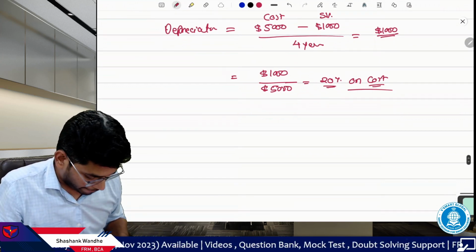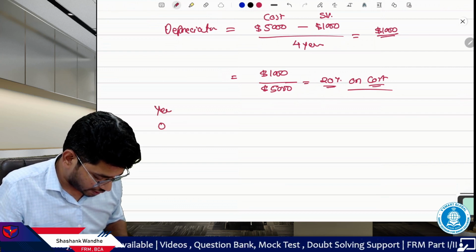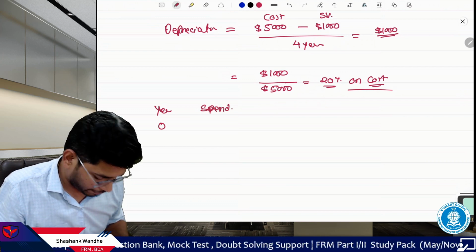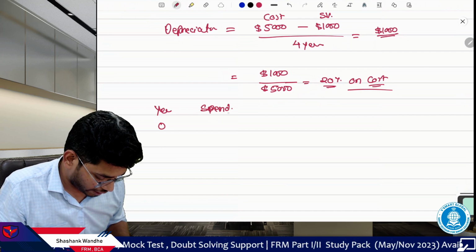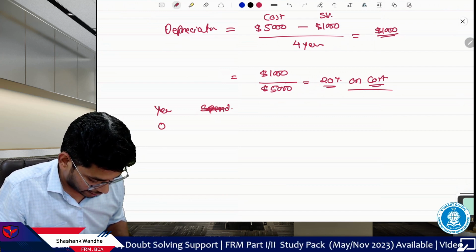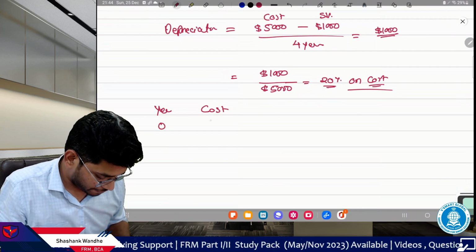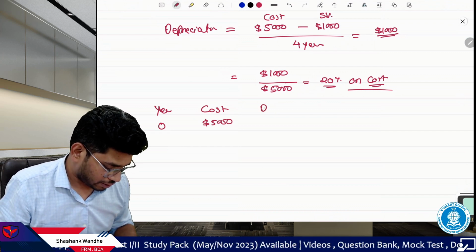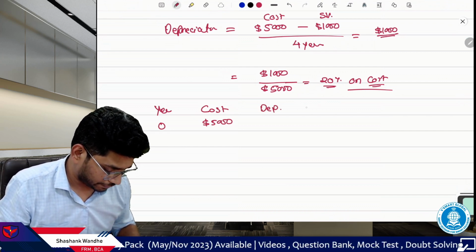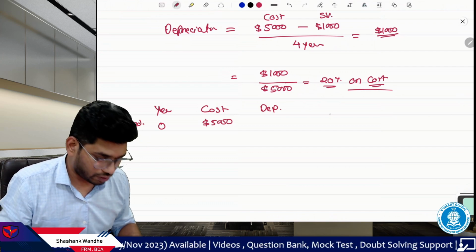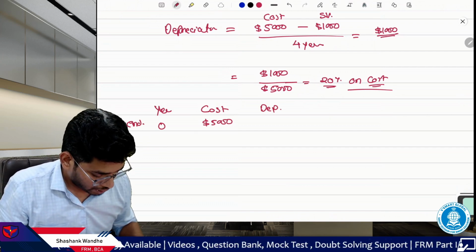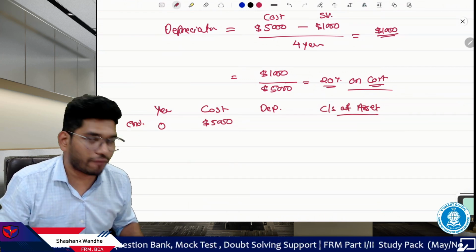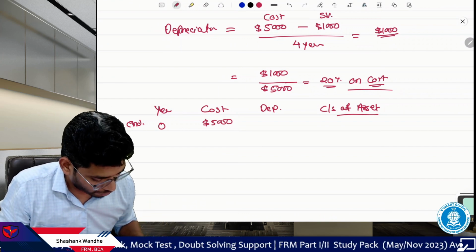Okay, now see what happens when I'm treating or charging 20% depreciation on asset like this. So let's see, this is year 0, that is on this particular time period I'm spending some amount. Okay, so let's say cost, and I incurred $5,000, depreciation charged, and this is, remember, end of 0th year, so this is just a starting of 0. Okay, and then closing balance of asset. So closing value of asset or net value of asset. The right word is net value of asset.